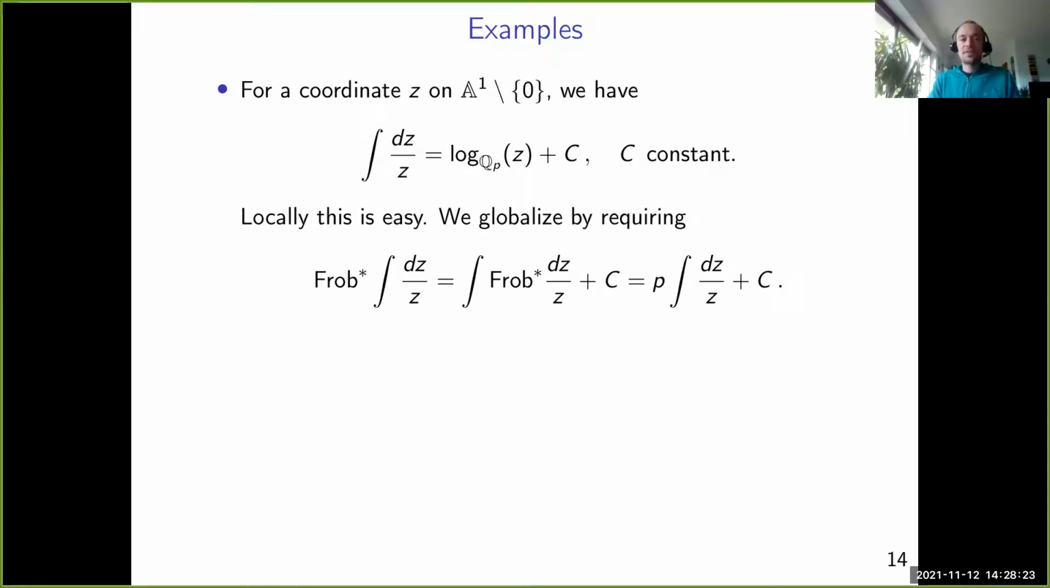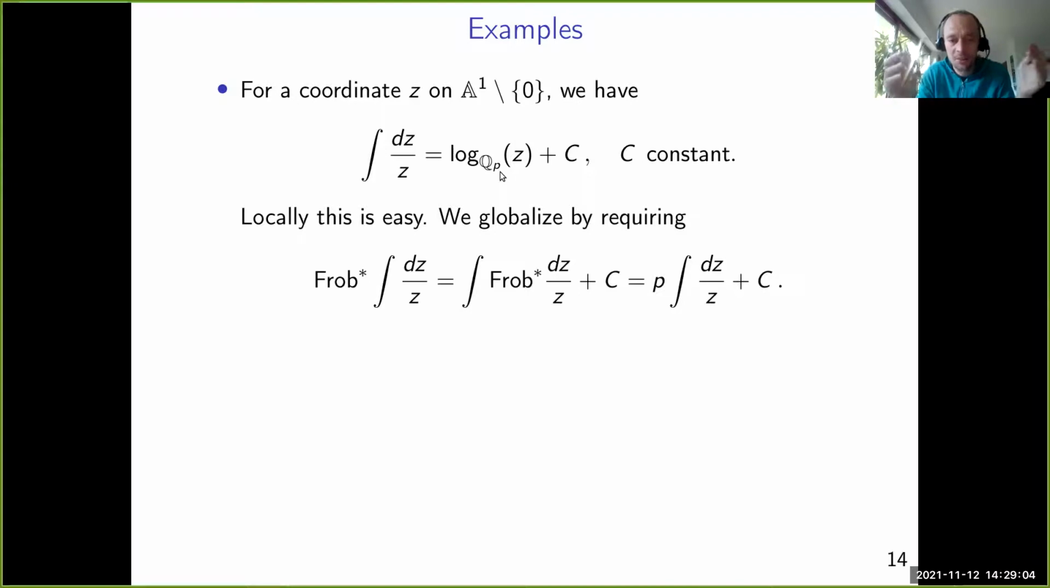So just fix the coordinate z on A1 minus 0. I want to see why in Coleman's approach, where you impose compatibility with Frobenius, you should have that the integral of dz over z is the P-adic logarithm of z plus a global constant, right? So I want that this is a global constant, and then you can just assume that it is 0 by sort of redefining. So then locally, this is very easy. Again, just expanding into power series and then looking at the definition of log QP.